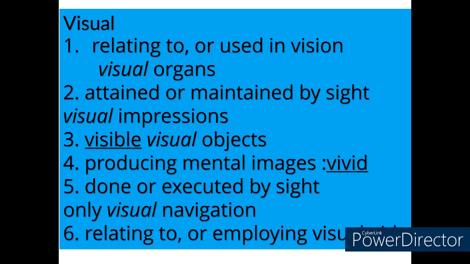We have different meanings of visual. The first is relating to or used in vision, visual organs. Second is attained or maintained by sight, visual impressions. Third is visual or visible, visual objects. Next is producing mental images, vivid. Five, done or executed by sight, like visual navigation. And the last one, relating to or employing visual aids.